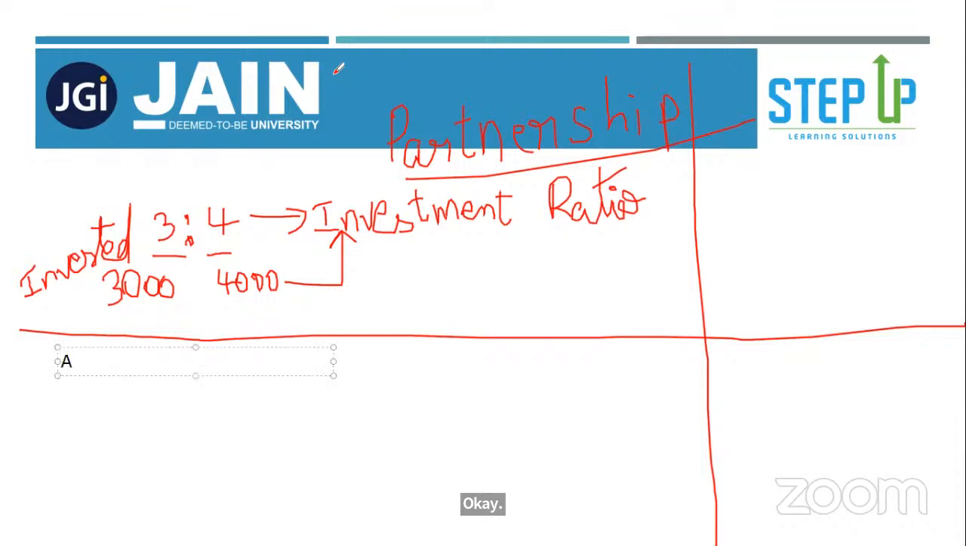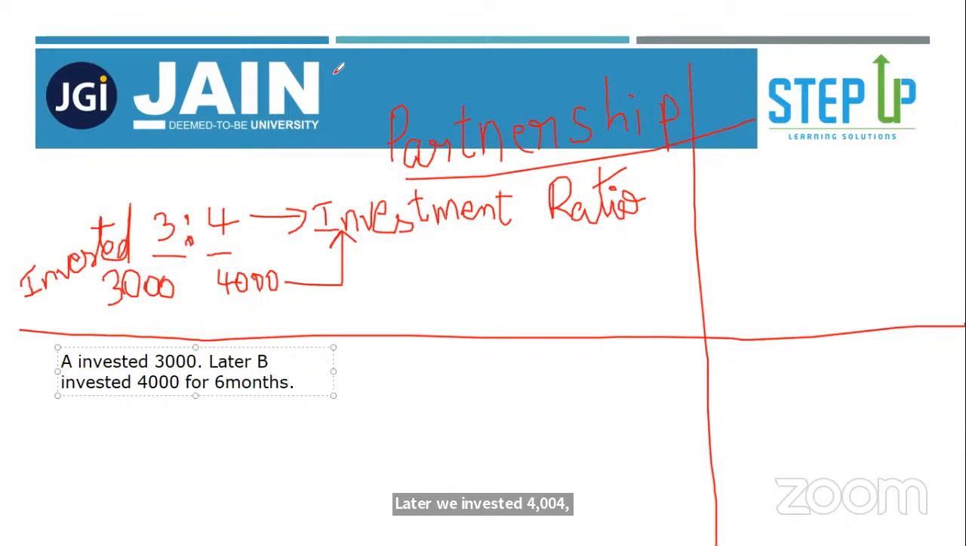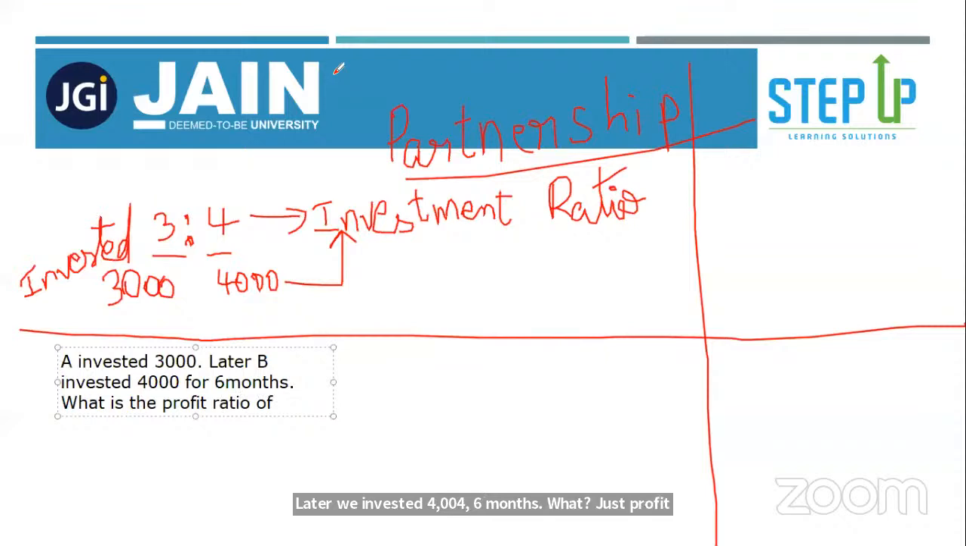A invested 3,000. Later, B invested 4,000 for 6 months. What is the profit ratio for 1 year?